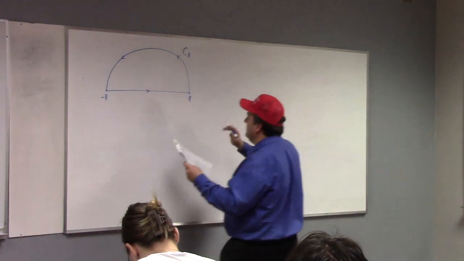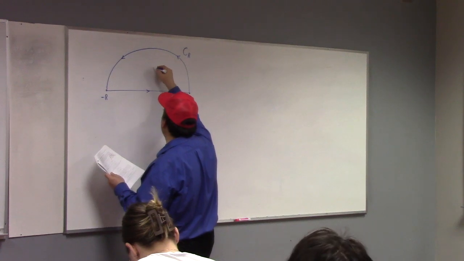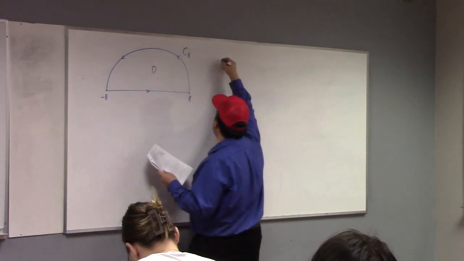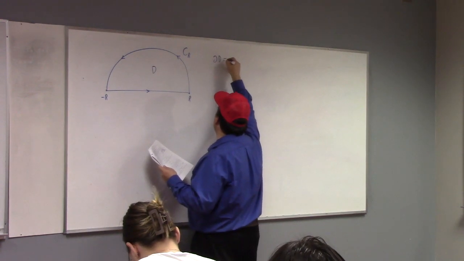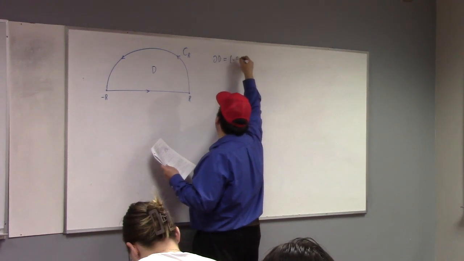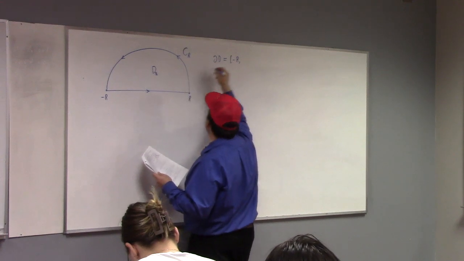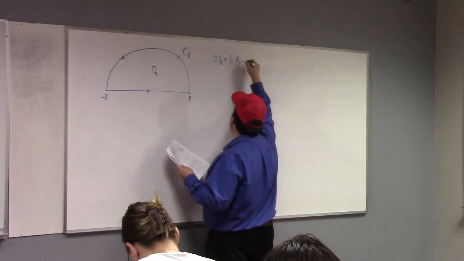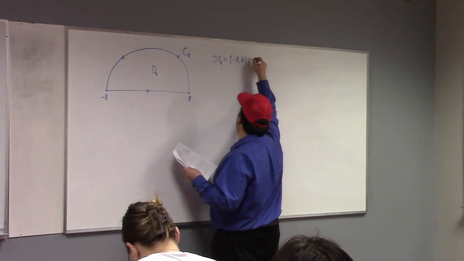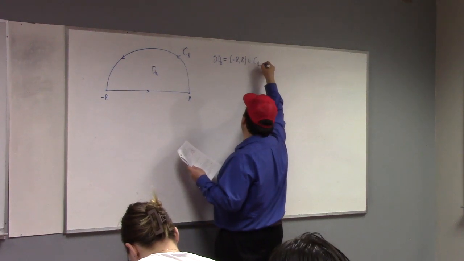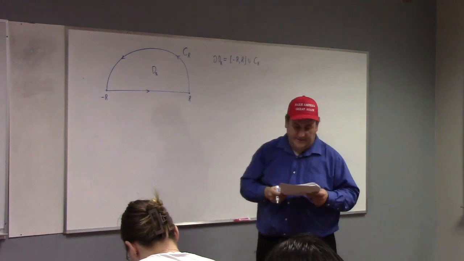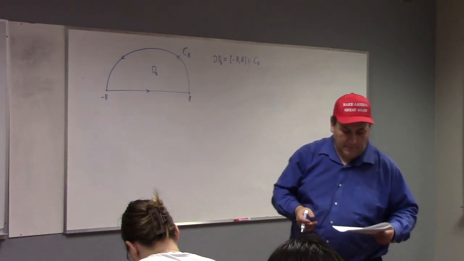So the region that we're in here, I'm going to call D. The boundary of D is minus r, and I really should call it D sub r because it has an r dependence. So the boundary of D sub r is minus r to r unioned with CR. That's what we're up against here.